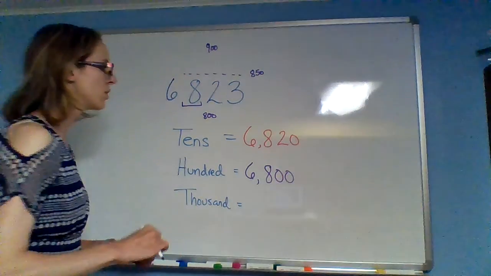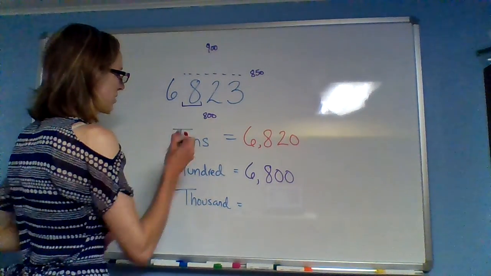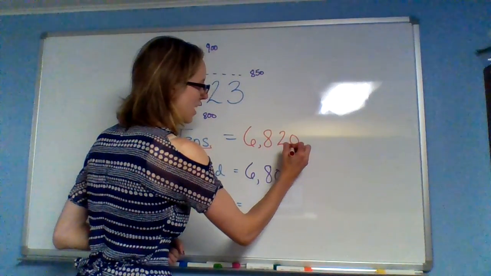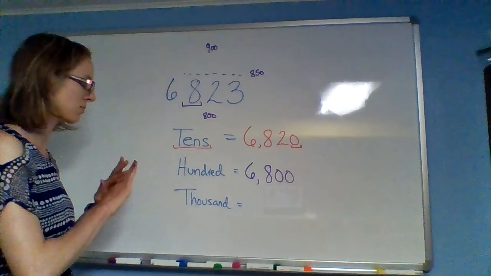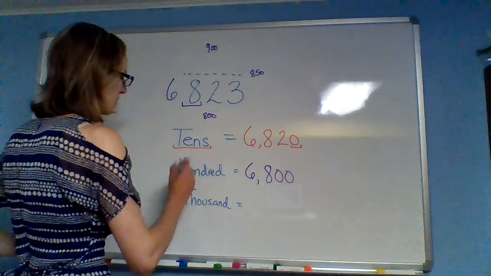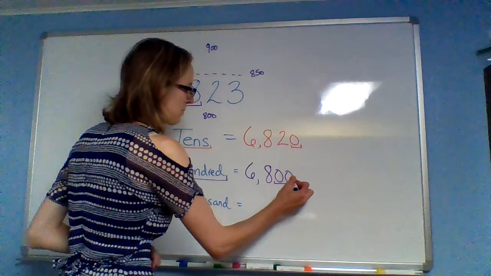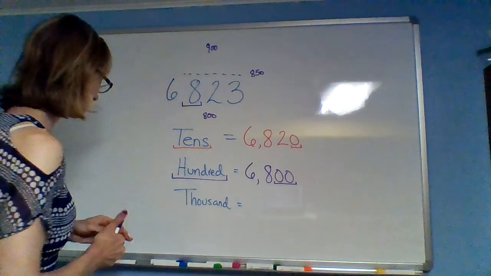6,800. Notice that whatever spot I'm rounding to, so here I was rounding to the tens, everything after the 10 spot ends up being a 0 because I've rounded it either up or I've rounded it down. Same thing here. When I round to the 100 spot, everything after the 100 spot ends up being a 0, in this case because I've rounded it down.